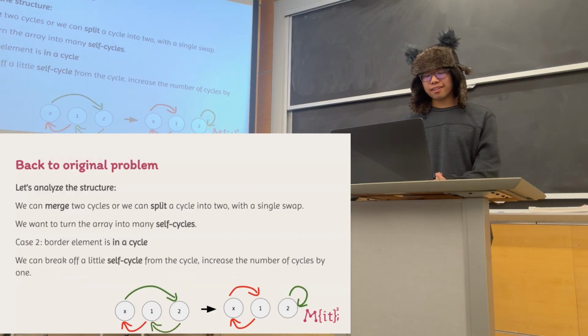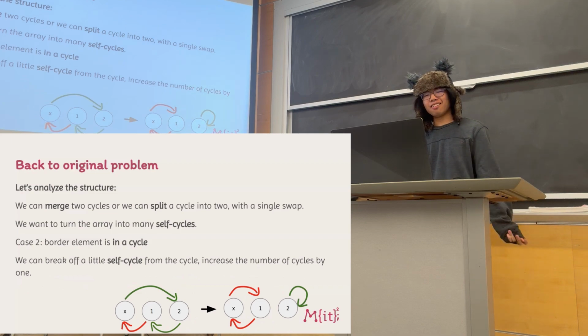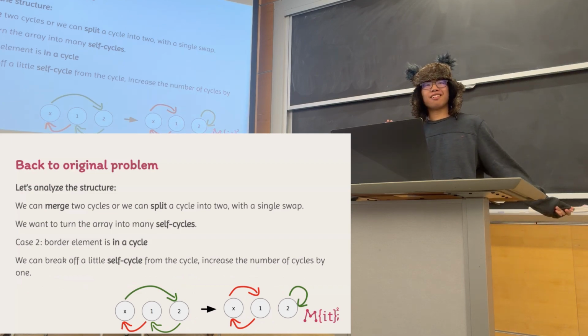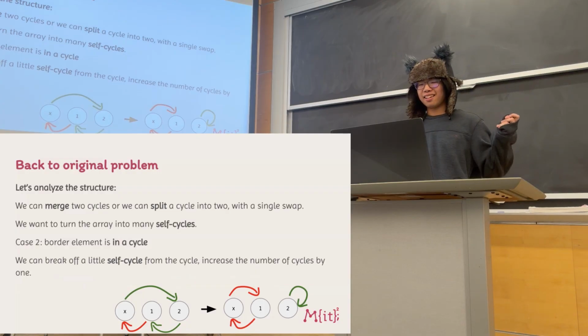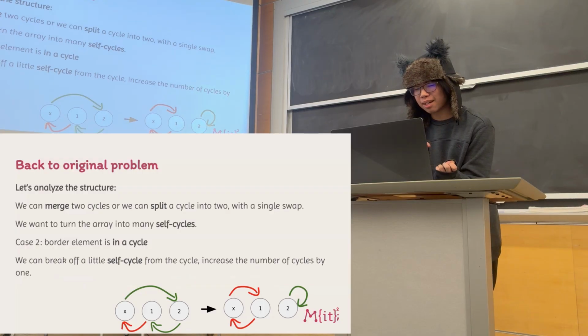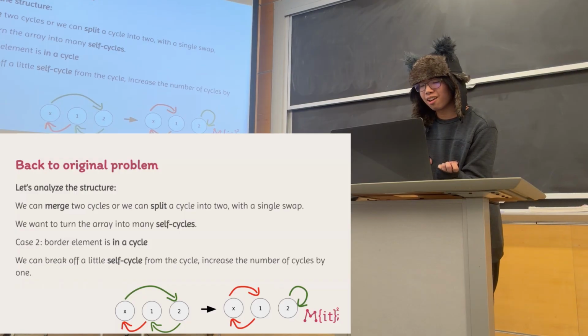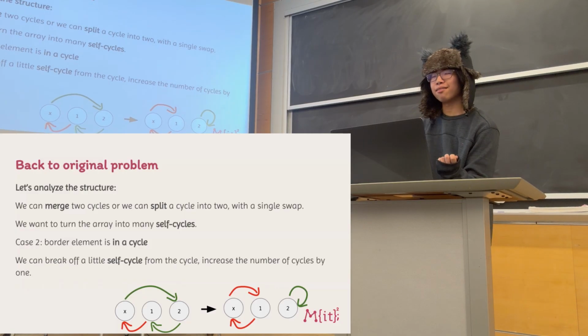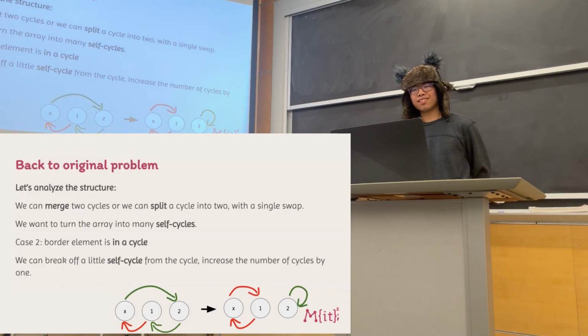And the other case is the border element is in a cycle, but we could cut the cycle into two little cycles. In this example, the border element maps to 2, 2 maps to 1. We swap these two mappings, so then the border element maps to 1 and 2 maps to itself. So we're basically breaking off a little self cycle from the big cycle that the border element is in.